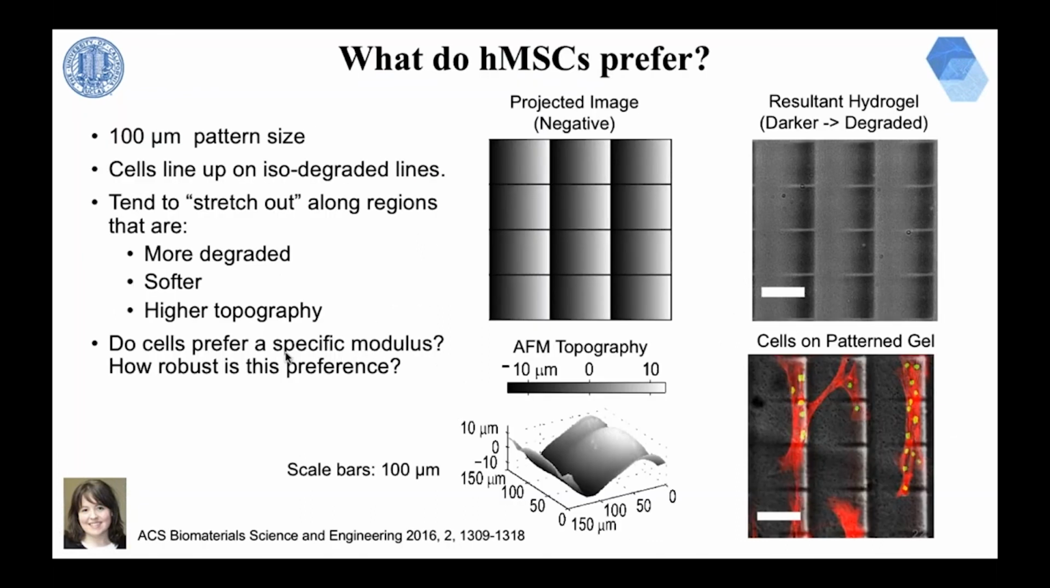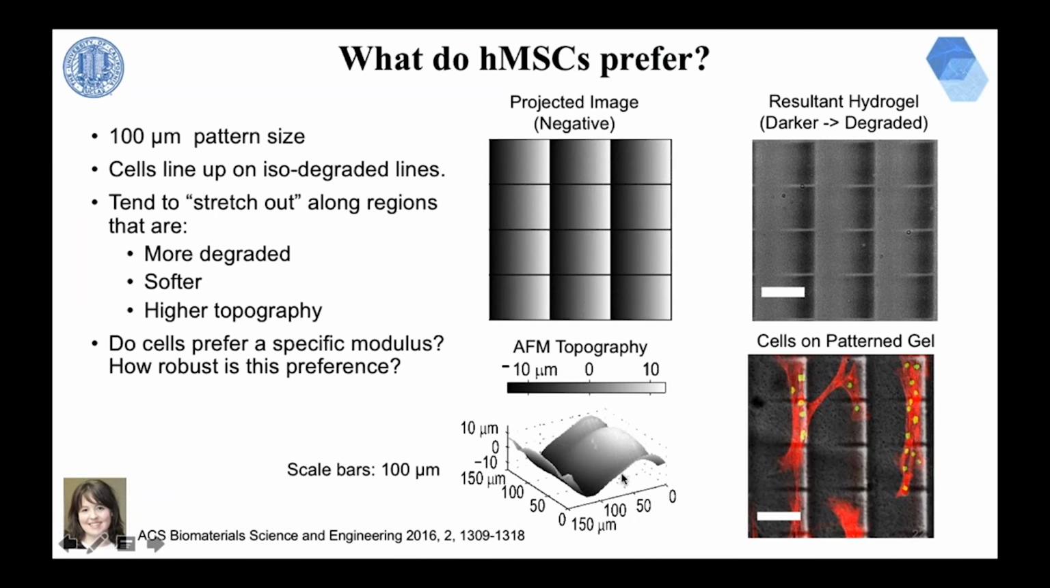We wanted to test to see how cells would respond to this system, so we seeded human mesenchymal stem cells onto these gels. And I should add that we added a cell adhesive peptide to these gels so that the cells would stick. And to our surprise, so this is the projected image, the negative, and then this is the resultant hydrogel. This is an AFM image of the topography where you can see in the areas that are not degraded, we have valleys, and then the gel swells up and we get these softer regions that project outwards from the surface. And when we seeded the cells onto these gels, the cells aligned preferentially onto the softest part of the gel that also had the highest topography.